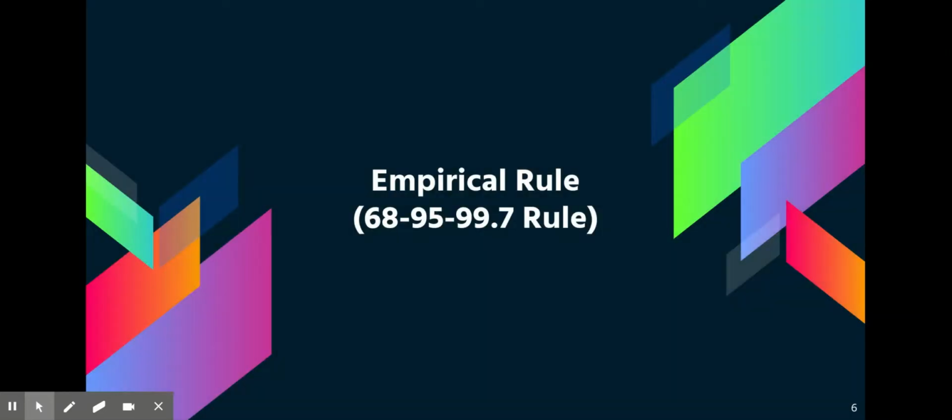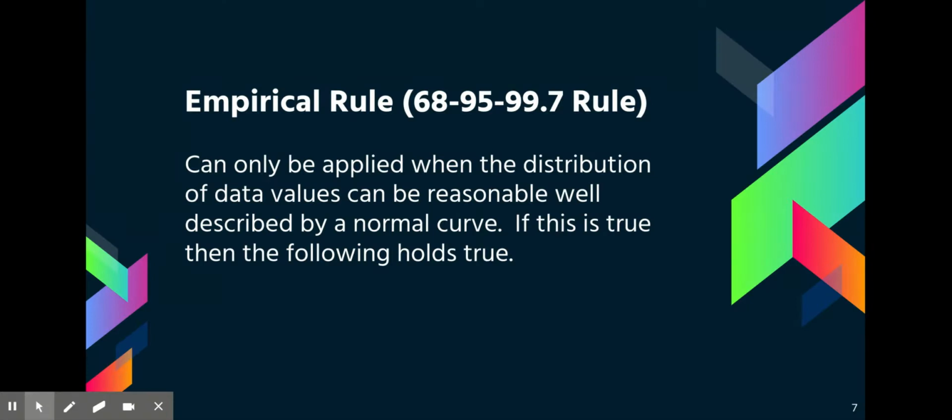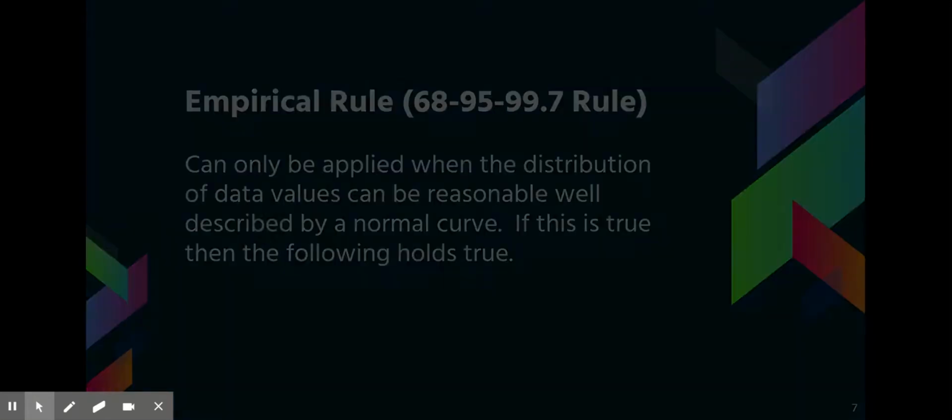When dealing with normal distributions, we have the empirical rule. It's denoted with 68, 95, and 99.7. A lot of times you'll see that as the 68-95-99.7 rule. Those are percentages. The empirical rule can only be applied when the distribution of data values can be reasonably well described by a normal curve. If this holds true, then the following holds true.